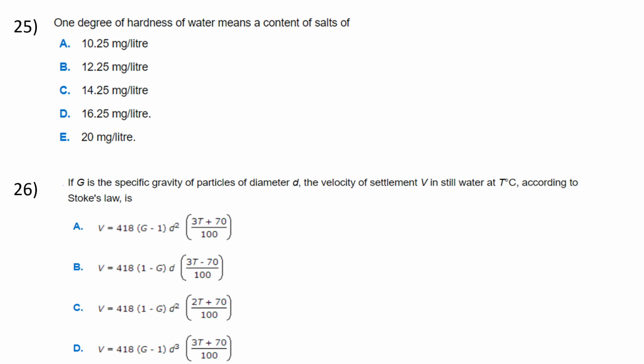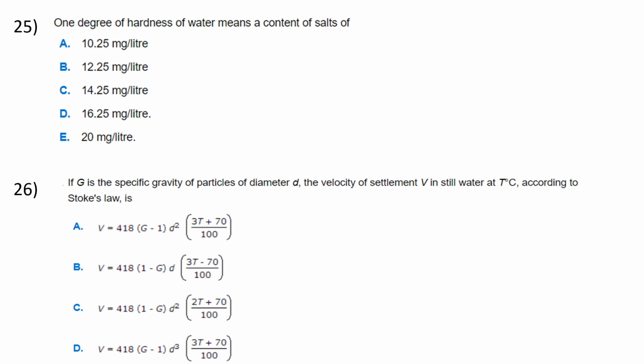Question number 25. 1 degree of hardness of water means a content of salt of option A 10.25 mg per liter, B 12.25 mg per liter, C 14.25 mg per liter, option D 16.25 mg per liter, and option E 20 mg per liter. So 1 degree of hardness of water means a salt content of 14.25 mg per liter. So the correct answer is C.